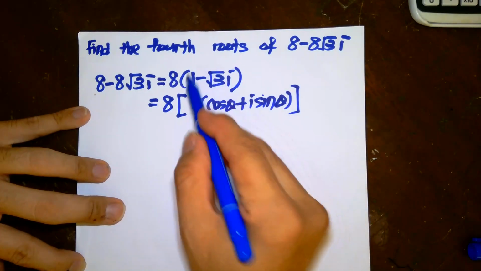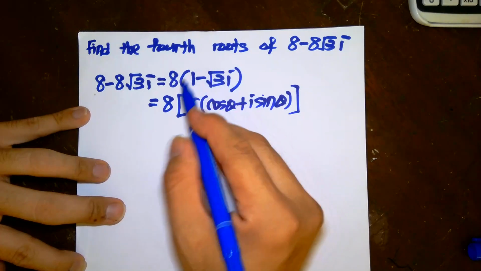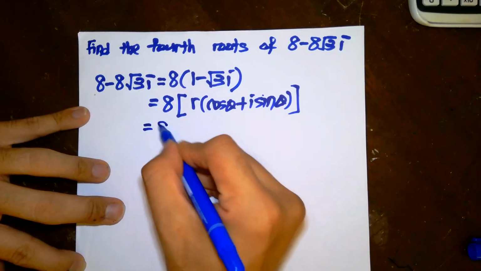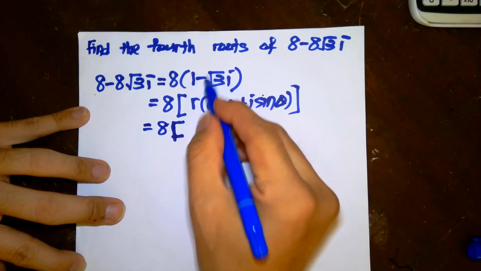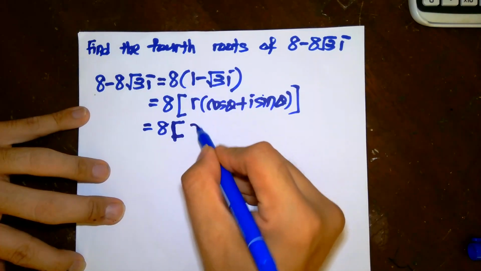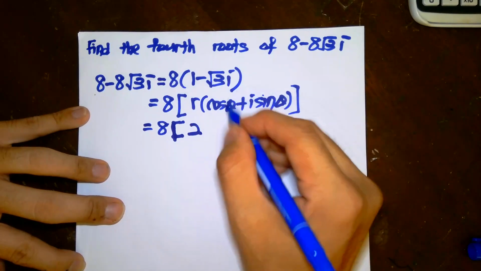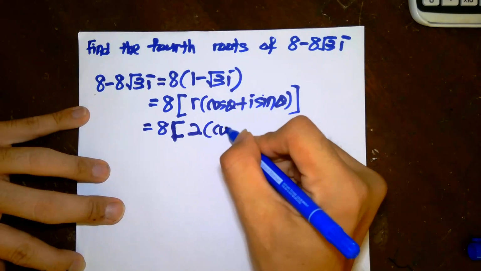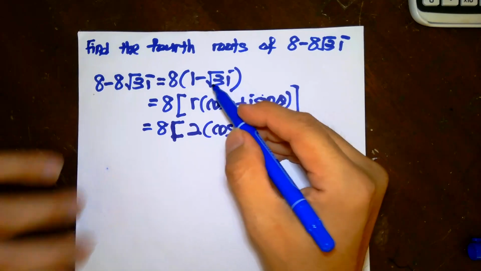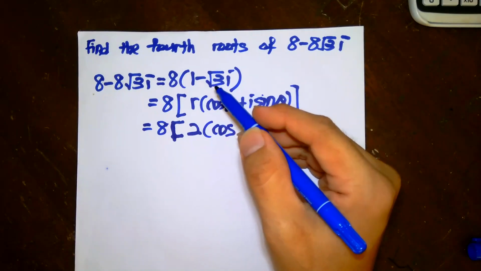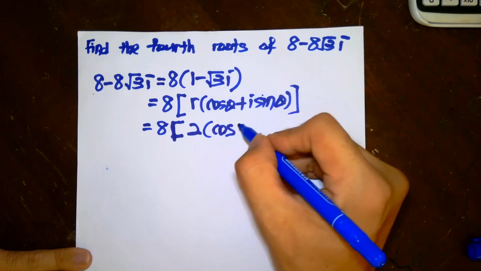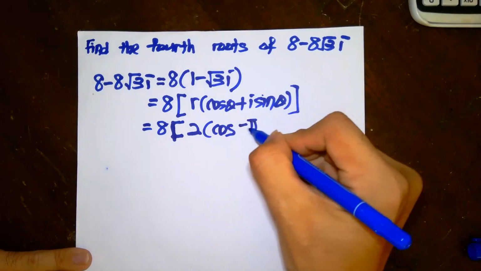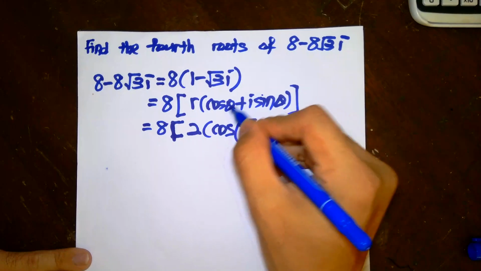What to do? You have to find the modulus. The modulus is the square root of a squared plus b squared, so you get 2 here. The argument for this will be negative pi over 3. The argument is negative pi over 3.